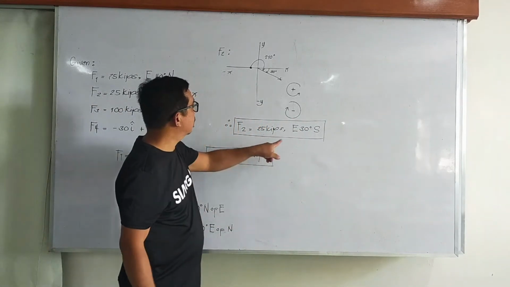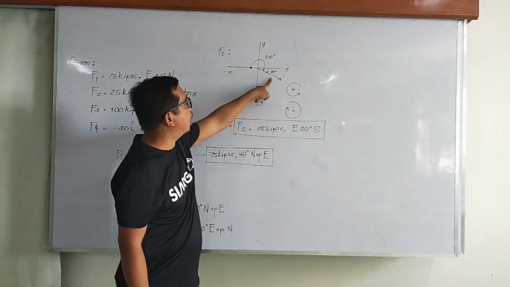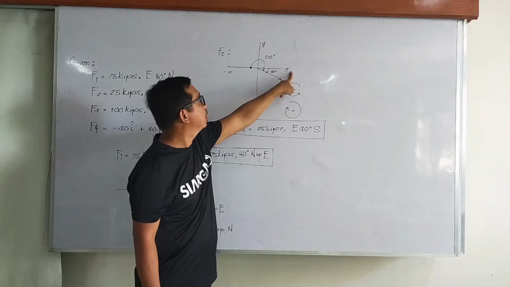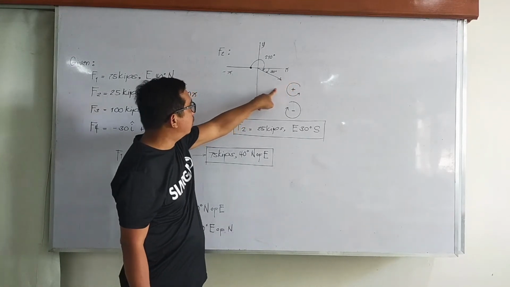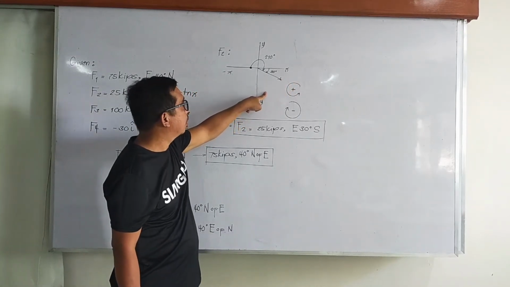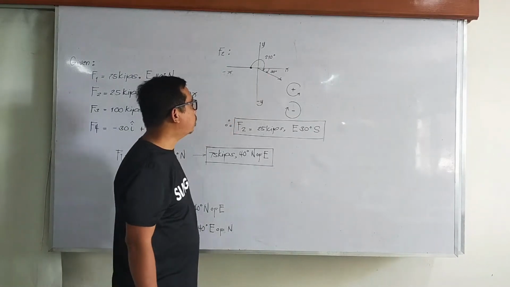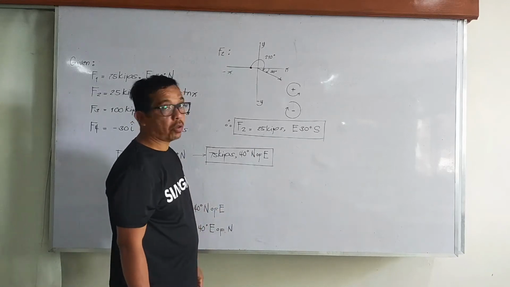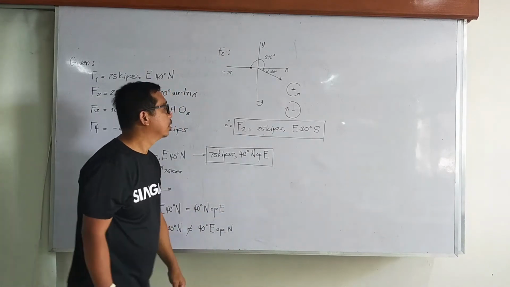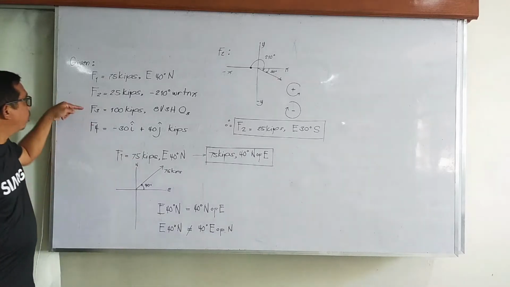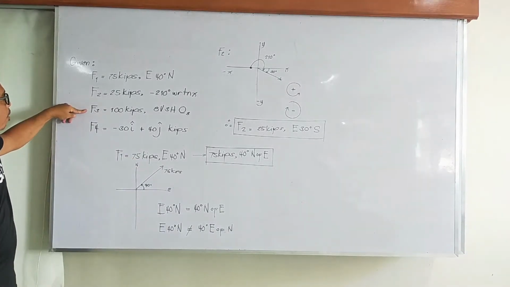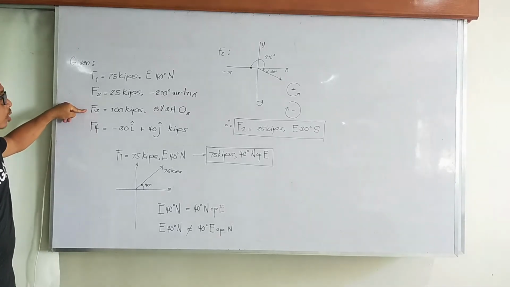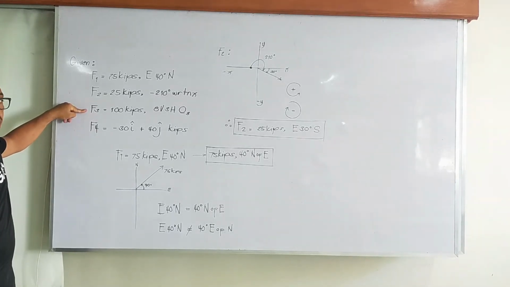Why? It generates a 30-degree angle coming from east, the positive x, towards south. That's why it's east 30 degrees south. Now, for F3, we have 100 kips, 8 vertical, 3 horizontal, quadrant 3.